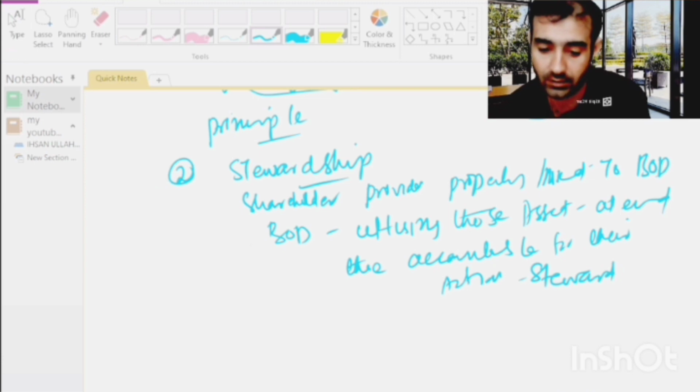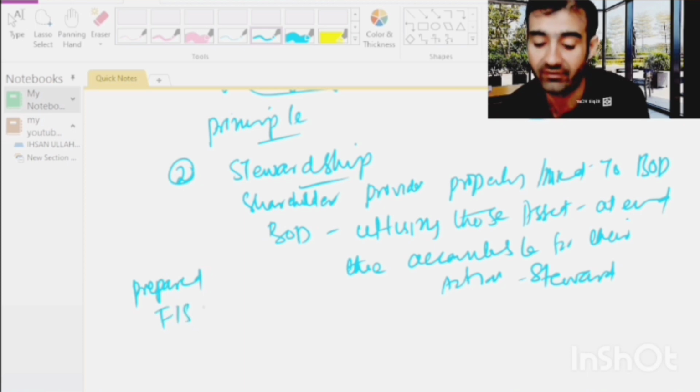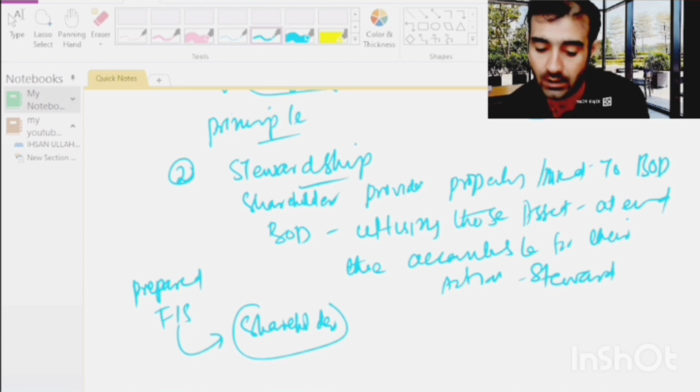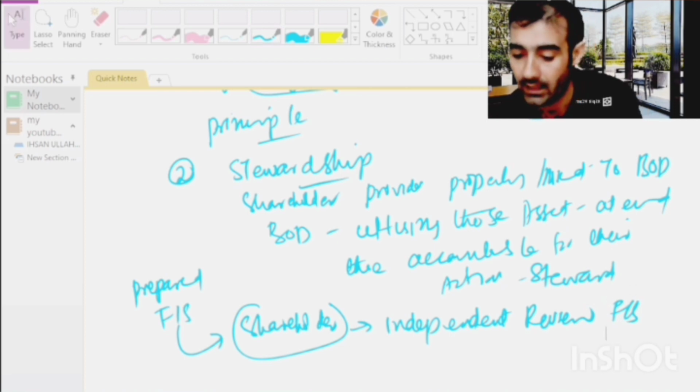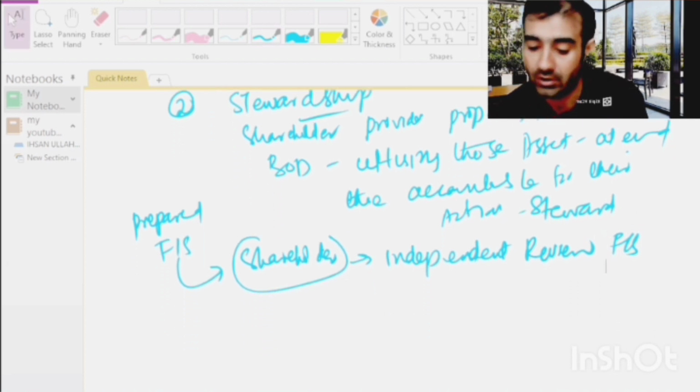Now when the board of directors is acting as a steward, for that purpose they have to prepare some statements that we call financial statements. And these financial statements are prepared for shareholders. Okay, now these shareholders want an independent review of the financial statements. And why do they need an independent review? Because they have incentives for the board of directors, and the board of directors may manipulate the result.